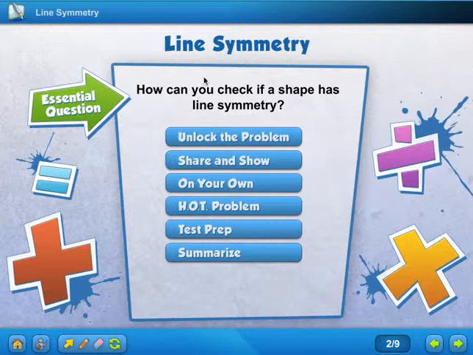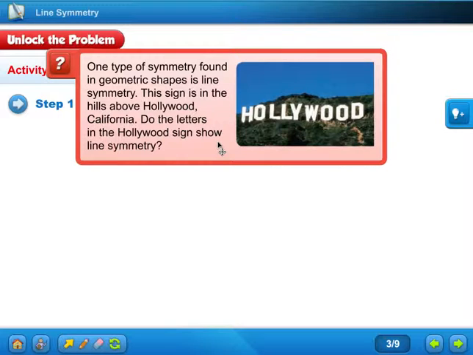And today we're going to learn about line symmetry. The essential question says, how can you check if a shape has line symmetry? So, if you don't know what line symmetry is, we will learn about it. And if you do, start thinking about what it is and see if you are correct. All right, so we're going to go to unlocking the problem.